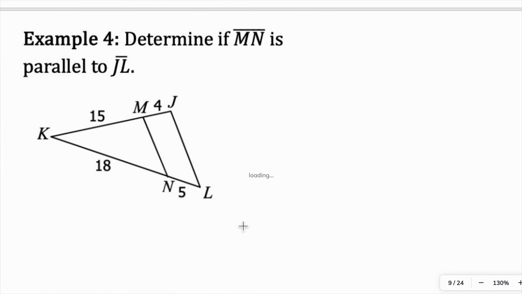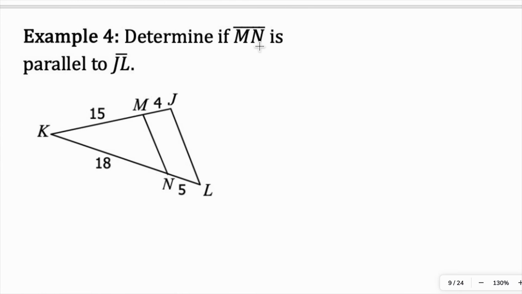And then example 4, again, try this one on your own. It says determine if MN is parallel to JK. So now we're going to use the converse of that, which is just if these are proportional, then I can determine if they're parallel. So one thing I did here is I took 15 over 4 and set it equal to 18 over 5. Okay? Two things you can do. You can decide if the ratios are the same decimal. You can also cross multiply. So we can try cross multiplying.